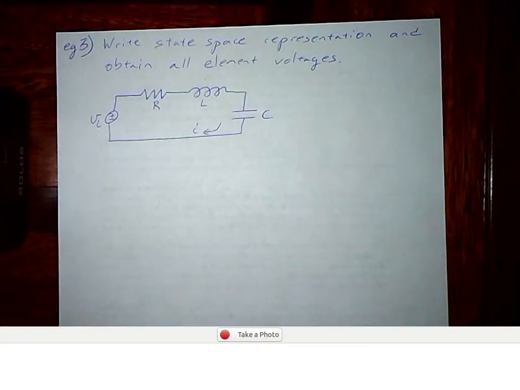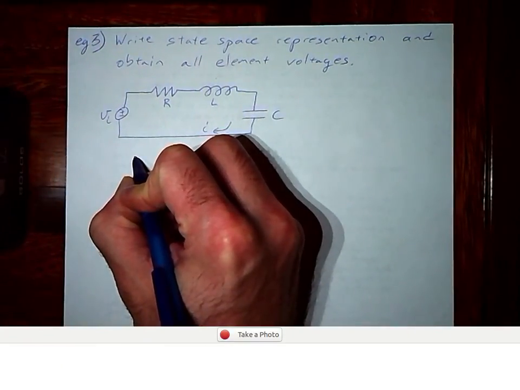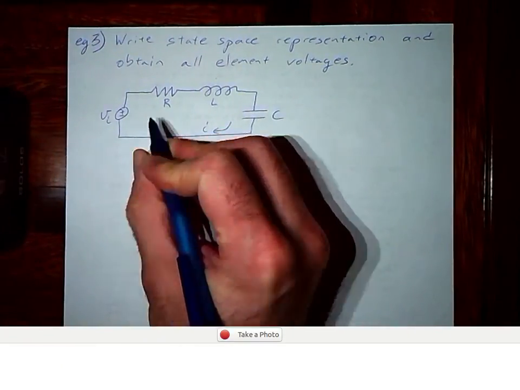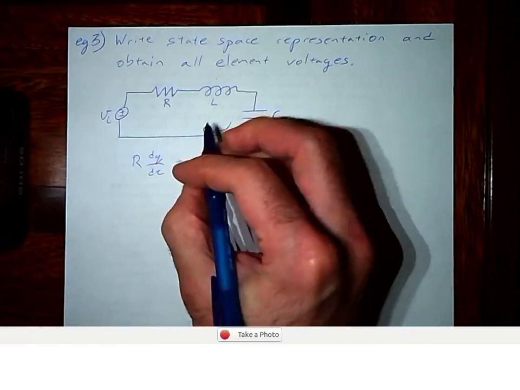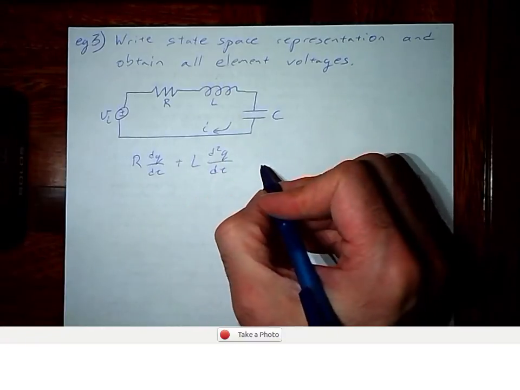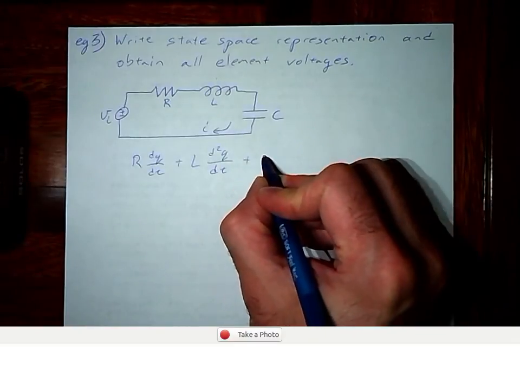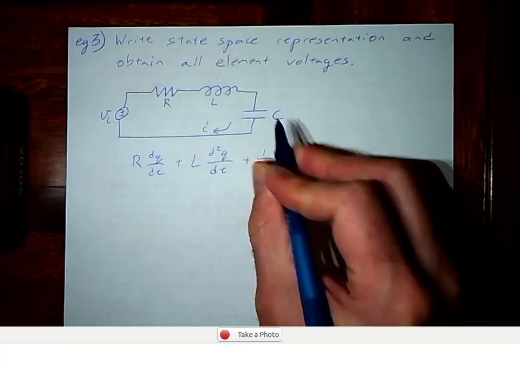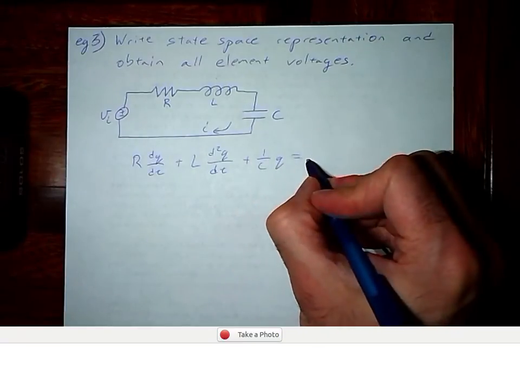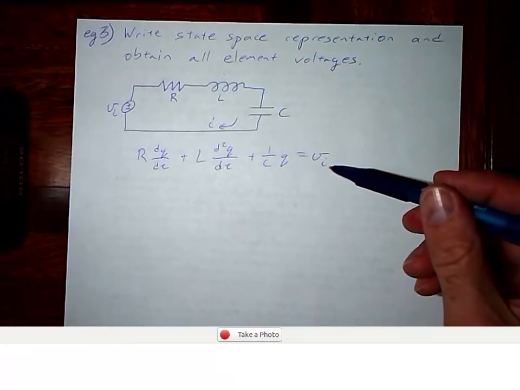So those relationships are that the voltage across the resistor is R times dq dt, and the voltage drop across the inductor is L times the second time derivative of Q, of the charge. Charge being the charge flowing through a cross section of the wire. And the voltage across the capacitor is 1 over C times Q. And those all add up to the input voltage. So there's a differential equation.